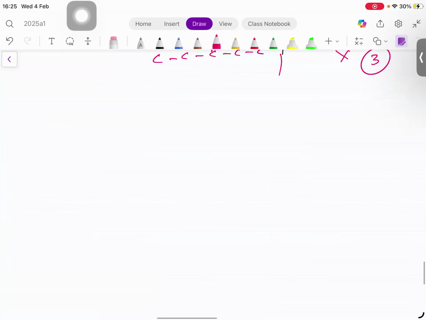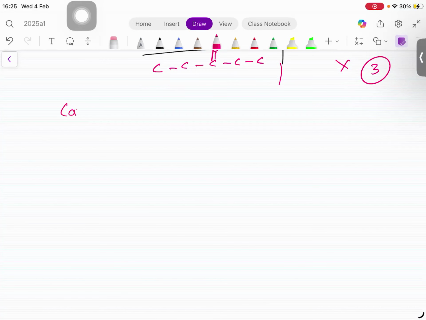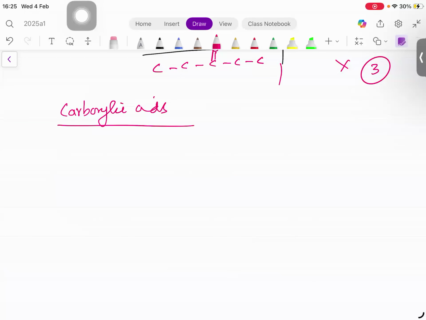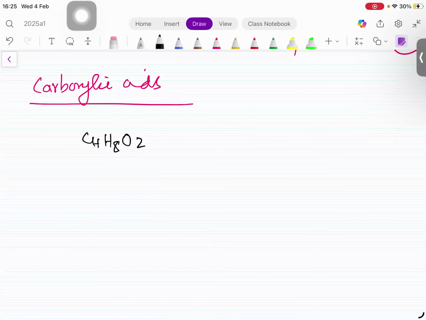Okay, next is carboxylic acids. For your information, in carboxylic acids the position of the functional group never goes anywhere but the terminal, so there will be no or fewer position isomers. The first one I'm asking you to draw is C4H8O2. There will be no position isomers in carboxylic acids, just like aldehydes, because the functional group is restricted to the terminal carbons.